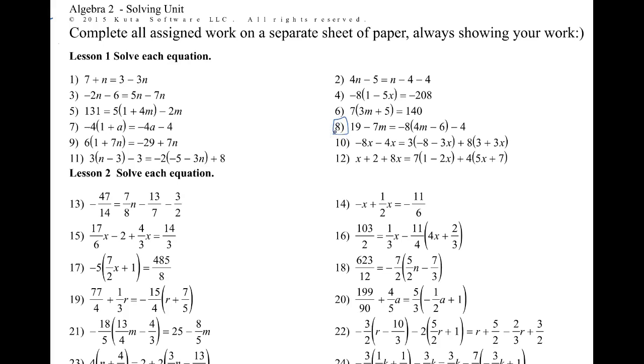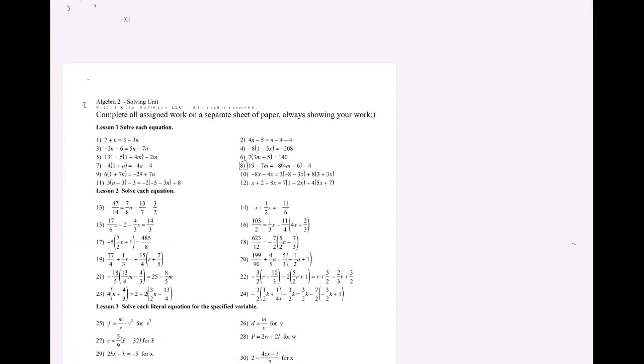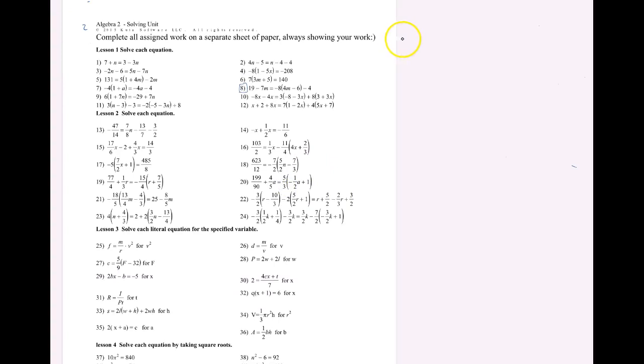That looks pretty tricky. Okay, so for a solving problem, the idea is to get the variables on one side and to get the other numbers on the other side. So for something like this, let me shrink this down so I can work. Okay, I'm going to come over here: 19 minus 7m equals negative 8, parentheses, 4m minus 6, minus 4.